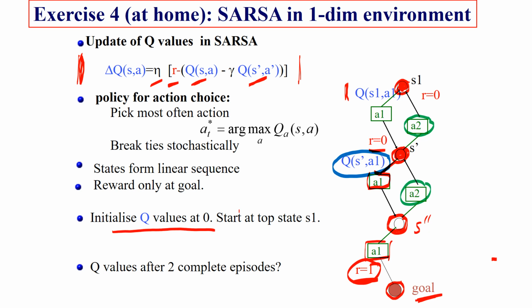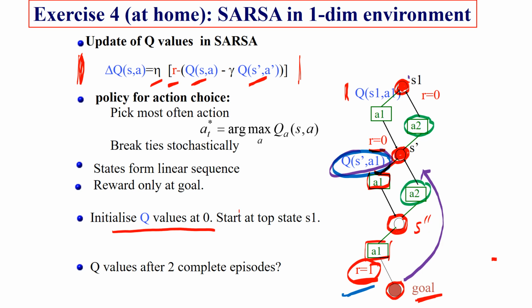And so you see that the information that there's a goal at the end moves upward, but only one step at a time. I only have changed this Q value here. I have not yet changed the other Q value.